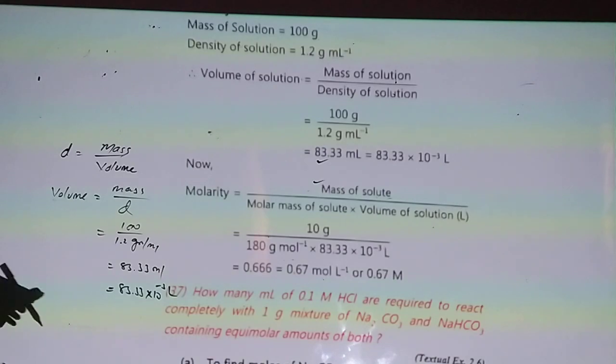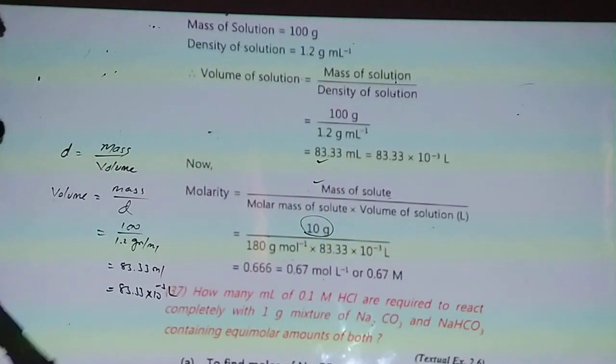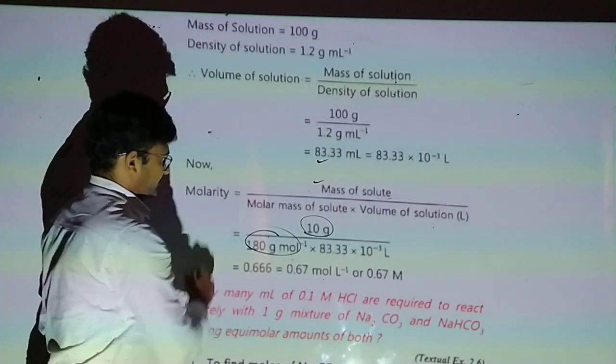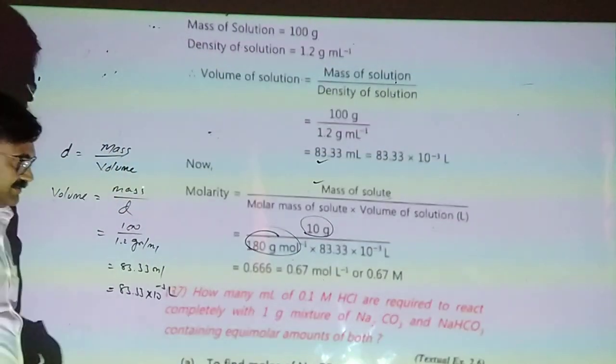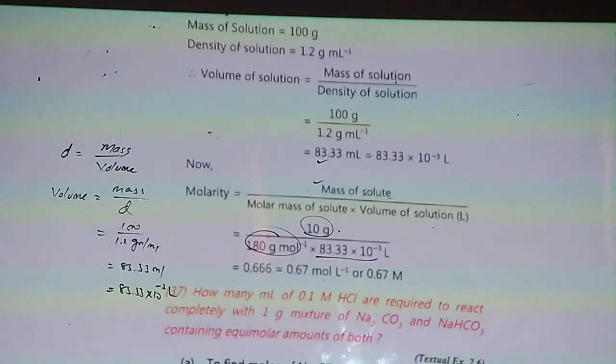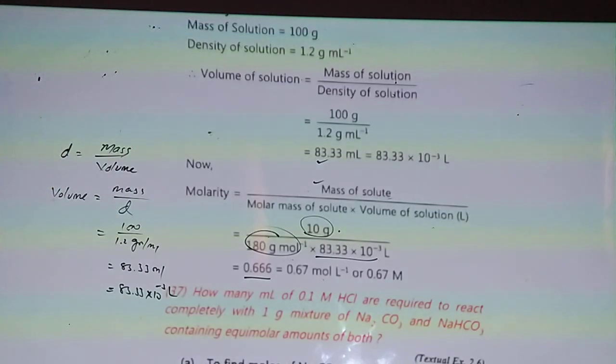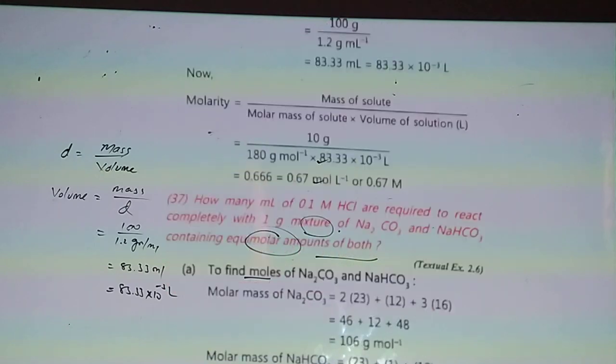So molarity will be mass of solute 10 gram, molar mass of solute glucose 180, volume in liter, so 83.33 times 10 raised to minus 3. So 0.666, otherwise 0.67 mole per liter. Molarity is our answer.